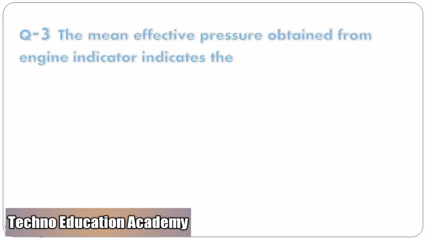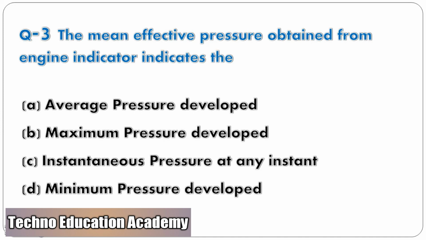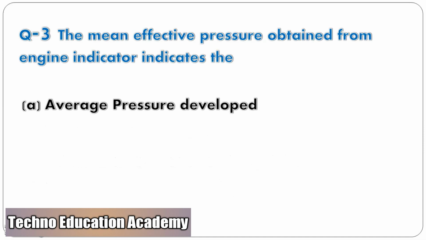Question number 3. The mean effective pressure obtained from an engine indicator indicates: option A, average pressure developed; option B, maximum pressure developed; option C, instantaneous pressure at any instant; option D, minimum pressure developed. So the right answer is option A, average pressure developed.